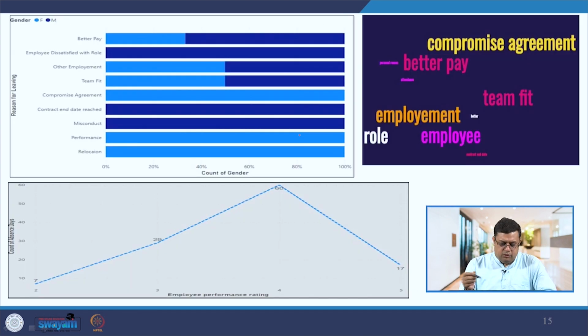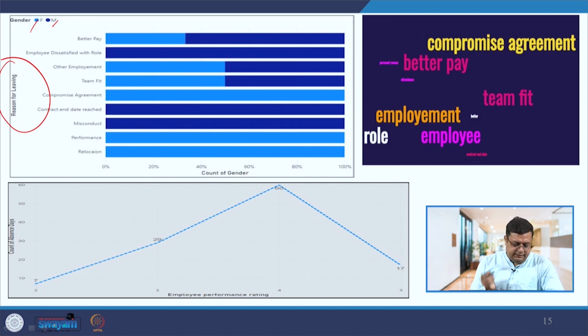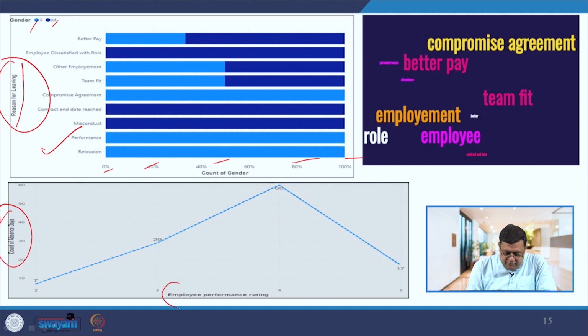Initially I was saying about these two colors, male and female, and reason for leaving. So, why people are leaving the organization, that attrition analysis that you have done. Here percentage is mentioned. Again, along with the percentage I would suggest you mention the number also. And count of absence and average employee performance rating.